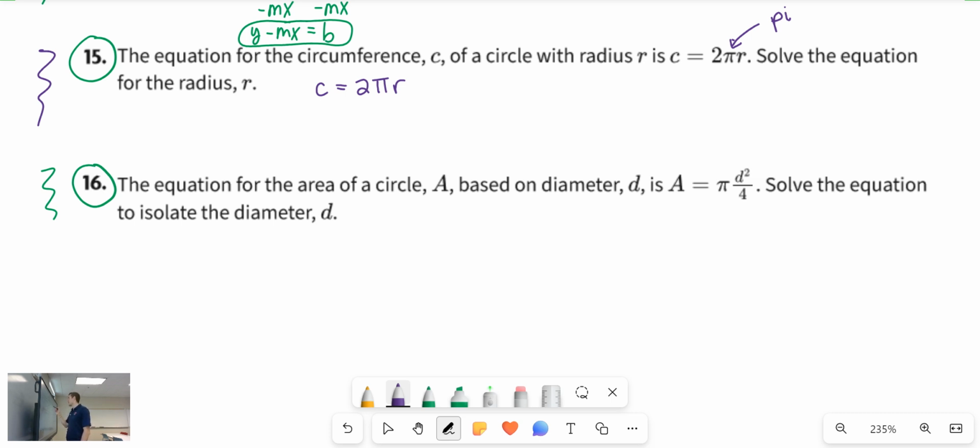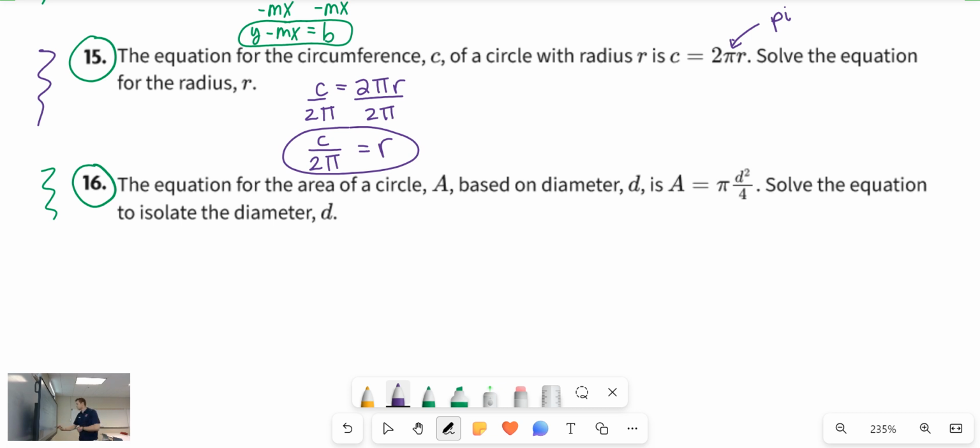So we can actually divide both sides by this quantity 2 pi. If we divide both sides by 2 pi, we should be left with c divided by 2 pi is equal to just r, because the 2 pi and the 2 pi will cancel. The fractions will cancel the 2 pi, and we should be left with just r. So that is our solution there.